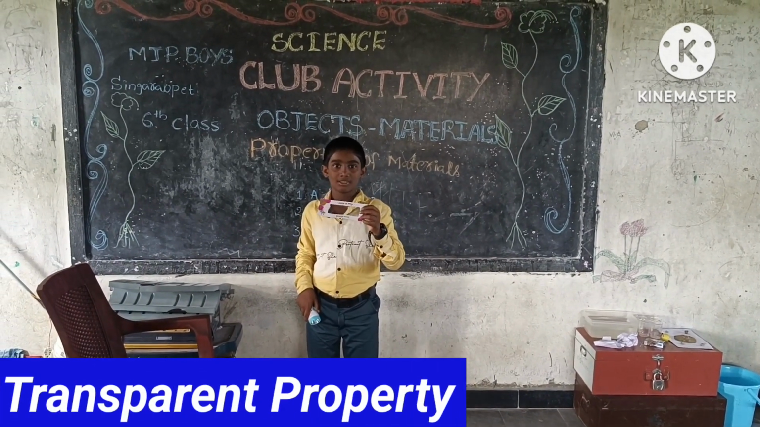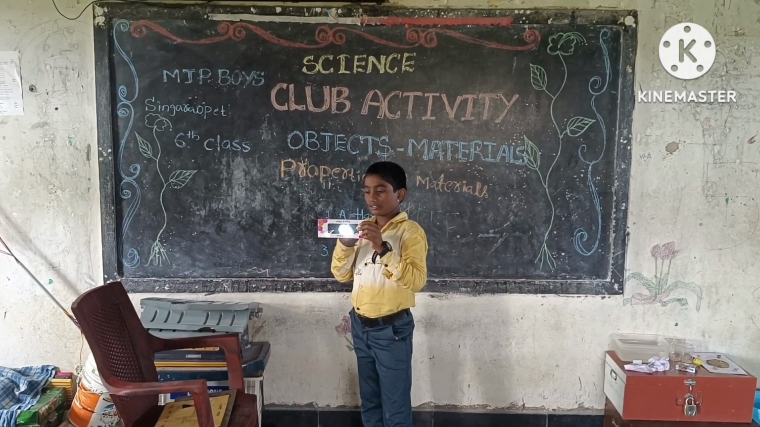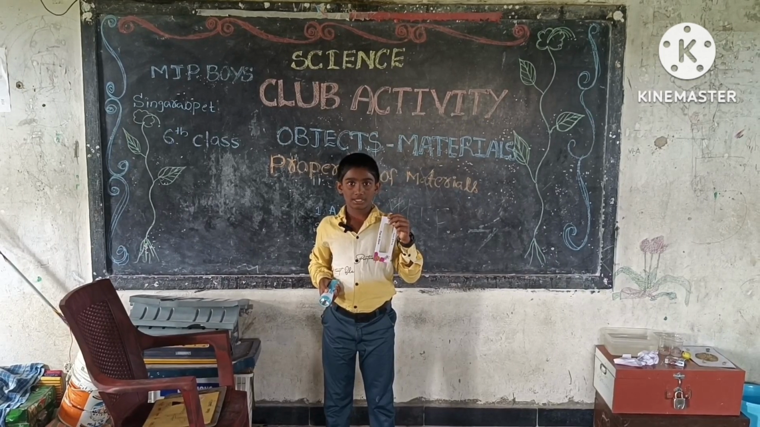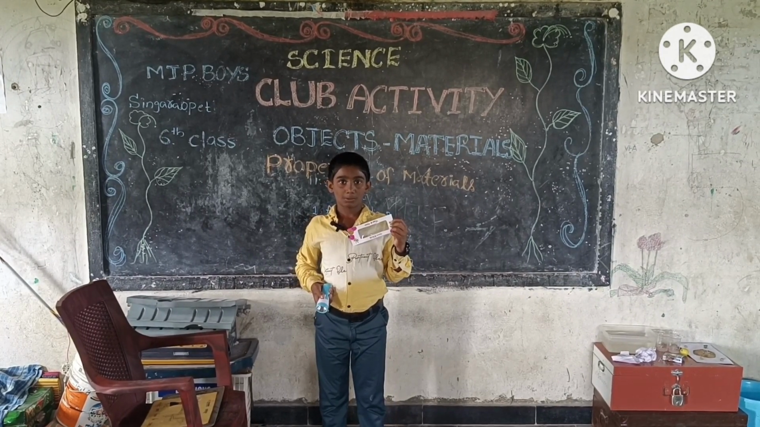This material name is plastic cover. Light passes through this material. So we can see through this material. That's why this material has transparent property.